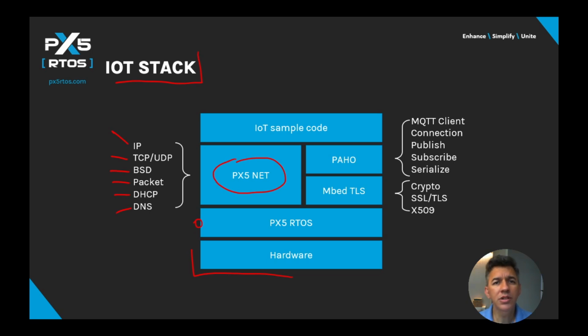And then we also need two additional libraries. The first one is Paho, which is our MQTT client, providing services like connection, publish, subscribe, serialization, and others. And also Mbed TLS, which will be taking care of all of the security aspects of this connection. So crypto, SSL, TLS, X509 certs, and all of the other security aspects of this example. And then finally, on top of all of this stack, we have the IoT sample code.